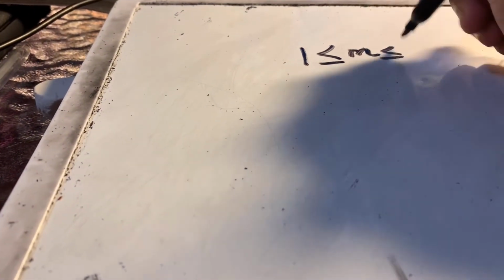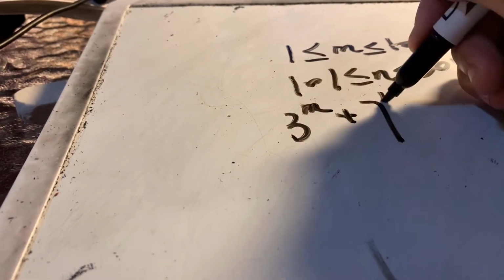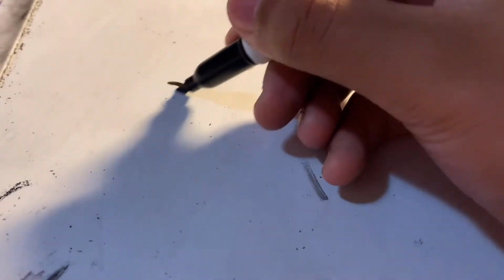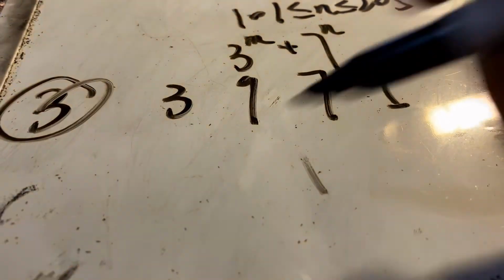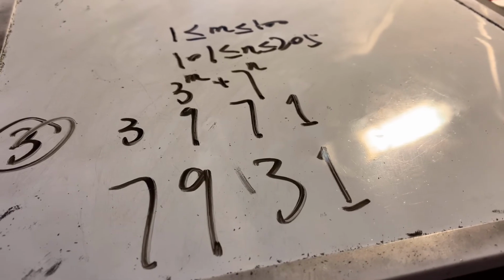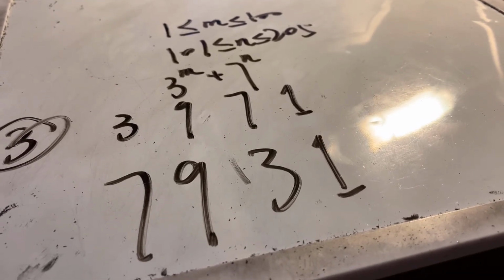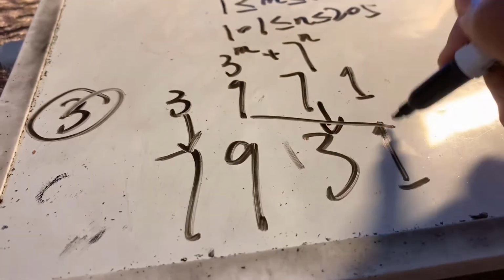So how many pairs of m and n satisfy this and this? Let's see the sequence of them. This is the sequence of 3. This is the sequence of 3, 1. They are the same. You can see this. There are 4 combinations.